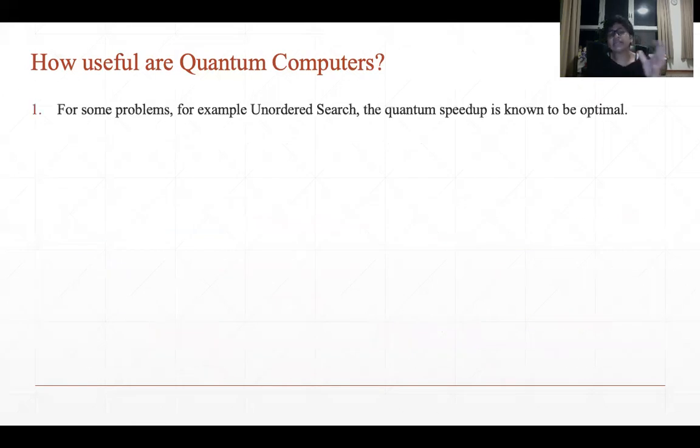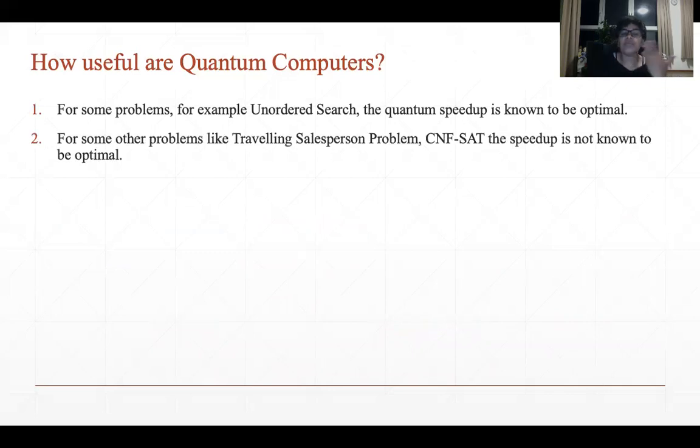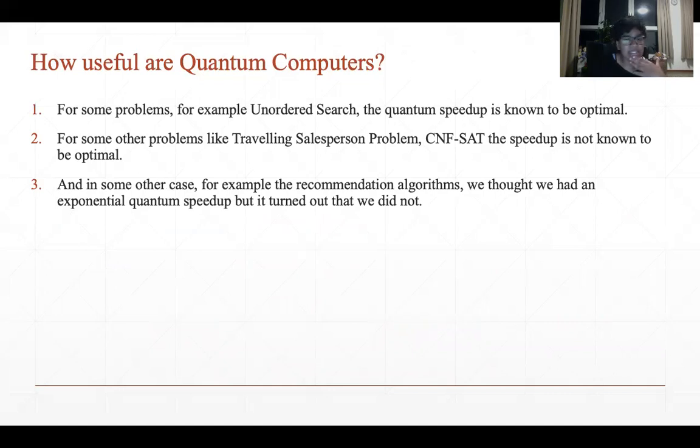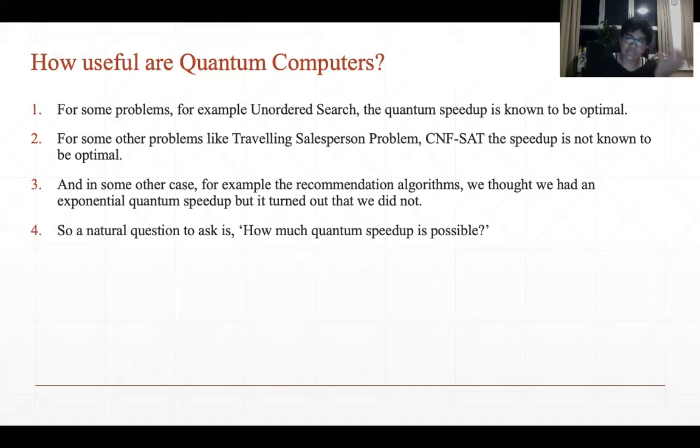But the state of the art is not so bad. There are some problems like unordered search where the quantum speedup is known to be optimal. But for some problems like traveling salesman problem or CNF SAT, the speedup is not known to be optimal. And in some other cases, for example the recommendation algorithm, we thought we had an exponential quantum speedup, but it turned out that we did not. So the natural question again to ask is how much quantum speedup is possible, and how do we assert that?